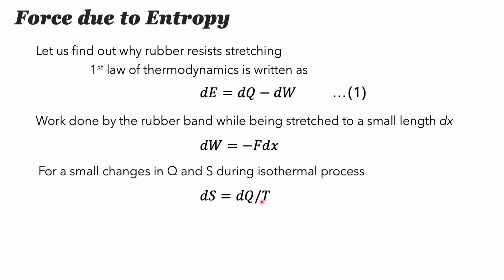Now, from this equation, dq is equal to dE minus dW, right, and dW can be replaced with minus F dx, so minus times minus becomes plus. Because dq is equal to TdS, we put this value here and the value of dW here, and we get dE is equal to TdS plus F dx.